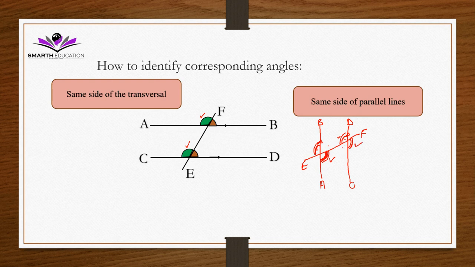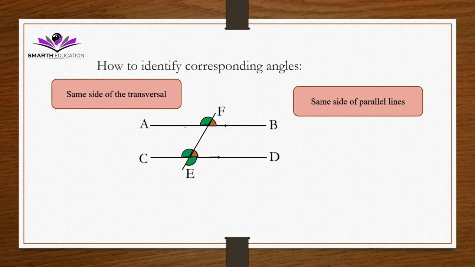They are below the transversal, both of them, and they are to the right hand side of the parallel lines. Do you see that? So they are on the same side of the parallel lines and also the same side of the transversal. Okay, right. That's how you can identify corresponding angles. And then also you see it's forming the letter F there. You see that?